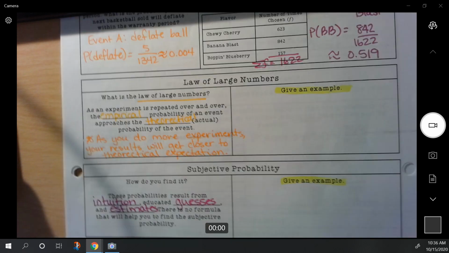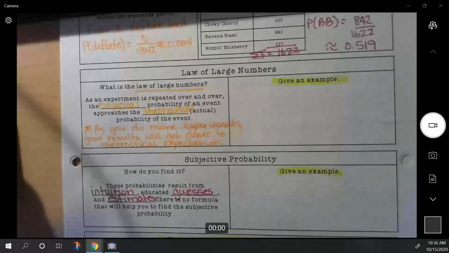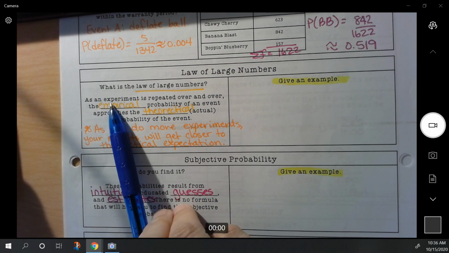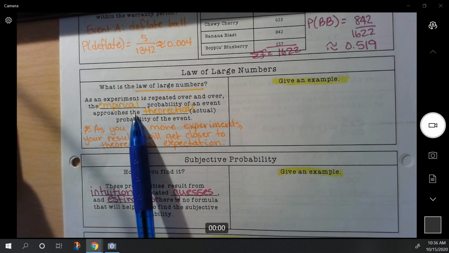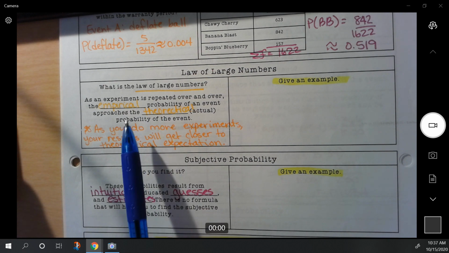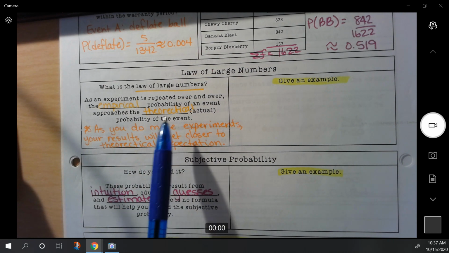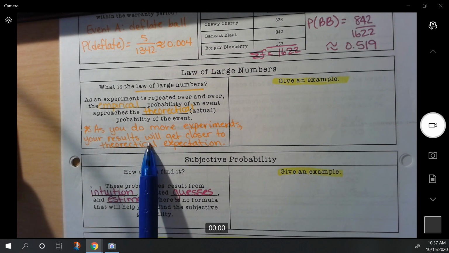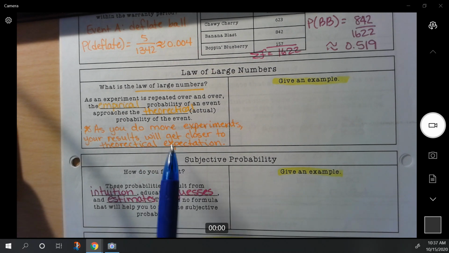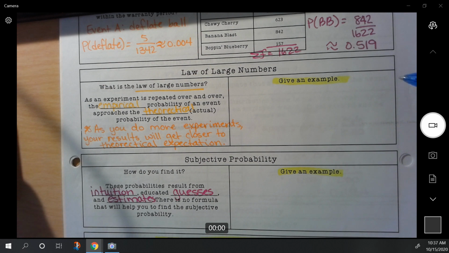Okay, so the law of large numbers involves this. An experiment is repeated over and over again, and the empirical probability of the event finally approaches the theoretical. As you do more experiments, your results will get closer to the theoretical expectation.